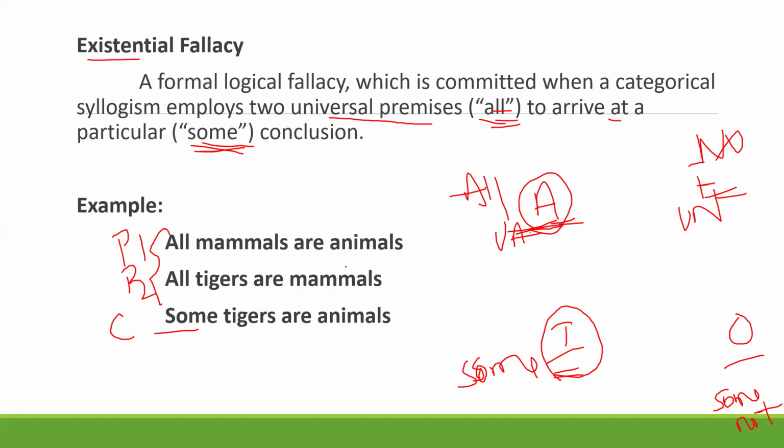Again, I'll tell you. Whenever we are getting all, no, and a some conclusion, from two universal premises. Universal premises means this is called universal, this is called universal. They didn't say universal affirmative or universal negative. Any one of the two universal premises, and in the conclusion we are getting some, that is called existential fallacy.